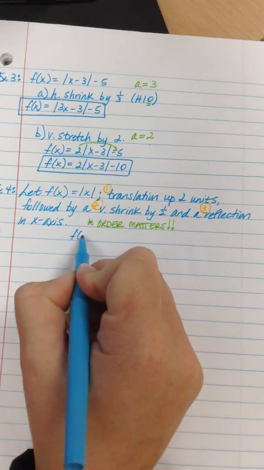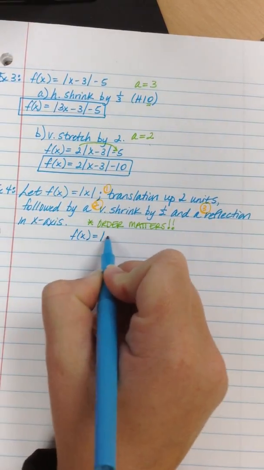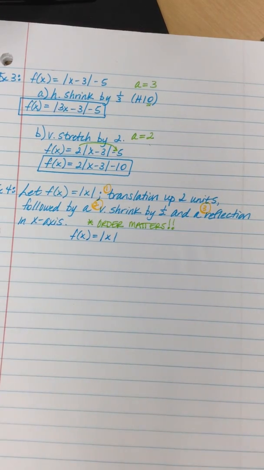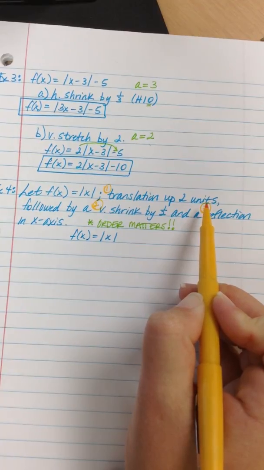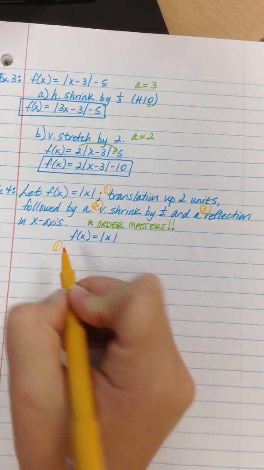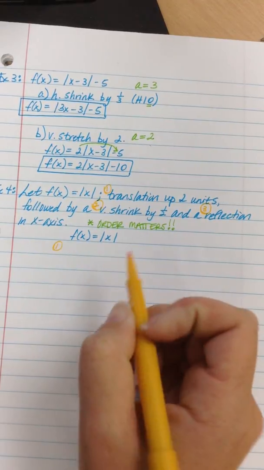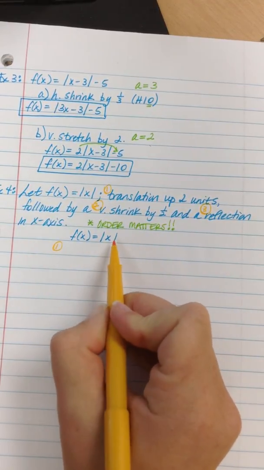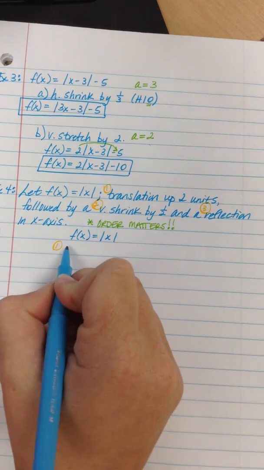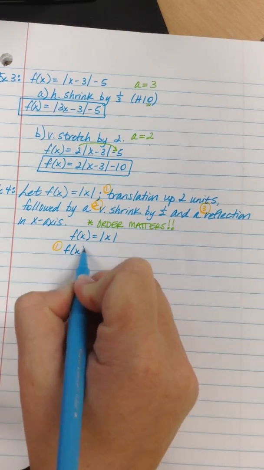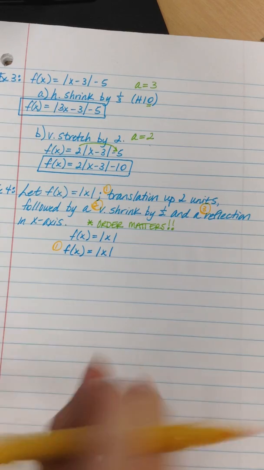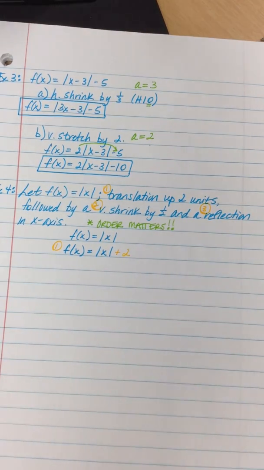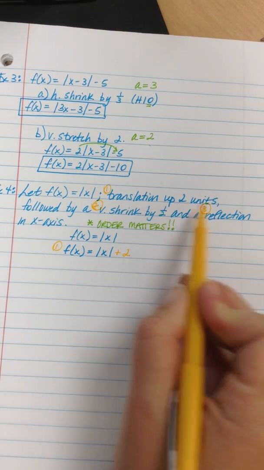All right, so we're starting with f of x equals absolute value of x. And the first thing they wanted us to do was translate it up 2 units. Well, you guys know how to make things go up and down by now. Up and down are adding or subtracting on the outside. So basically what I need to do is, if I'm going up, I've got f of x equals absolute value of x. Up 2 units means add 2 to the outside. Good, I'm done with step 1.